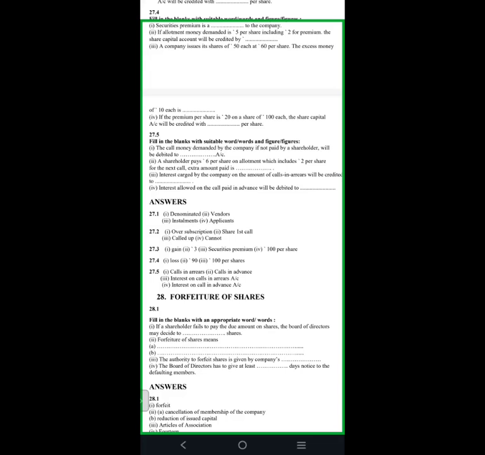Interest charged by the company on the account of calls in arrears will be credited to interest on calls in arrears account. Interest allowed on the call paid in advance will be debited to interest on call in advance account.